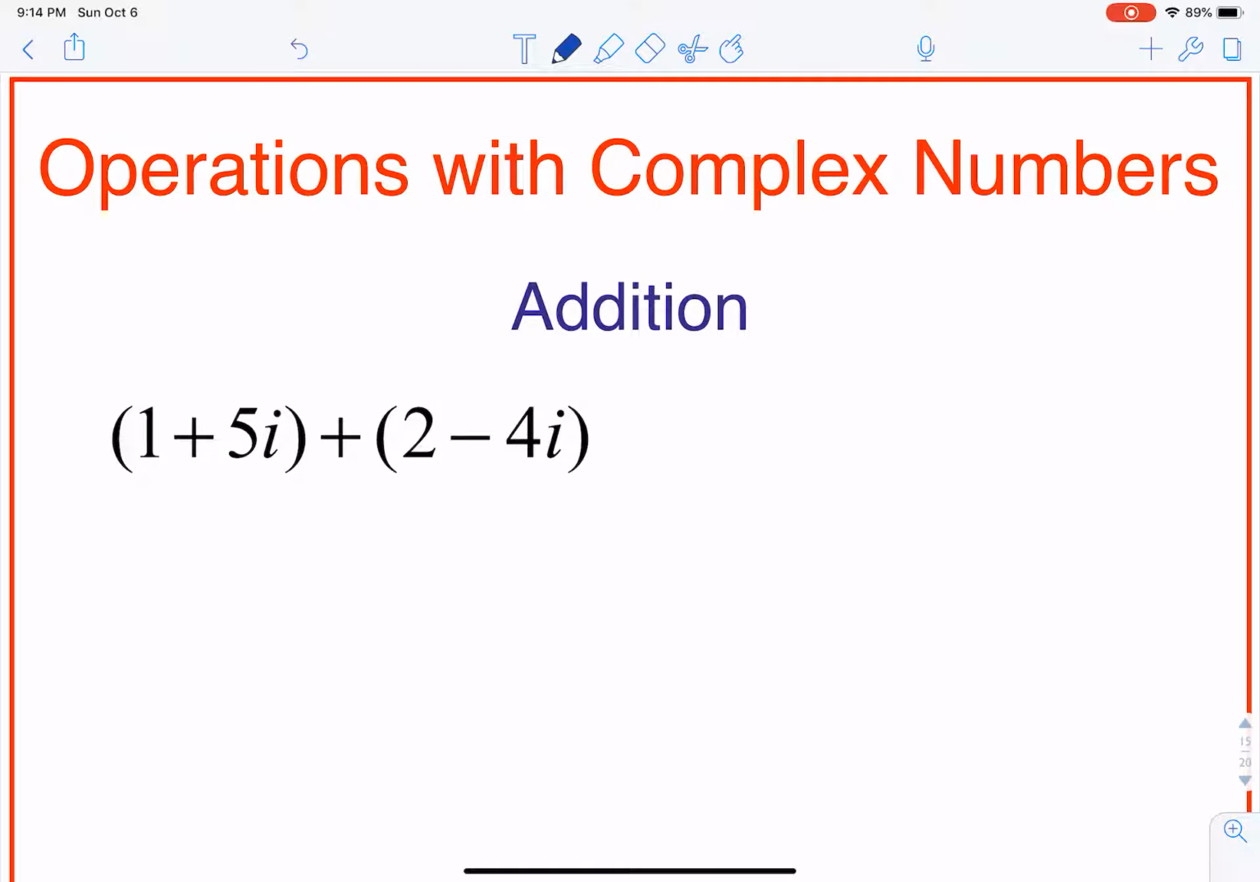So addition with complex numbers, this would be 1 plus 5i plus 2 minus 4i. So 1 plus 2, that gives me 3, and 5i minus 4i, that's going to give me plus i, or 1i. So here we can add, subtract, multiply, and divide.